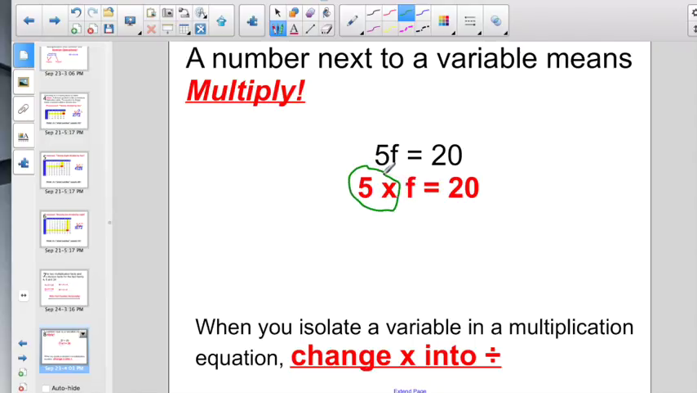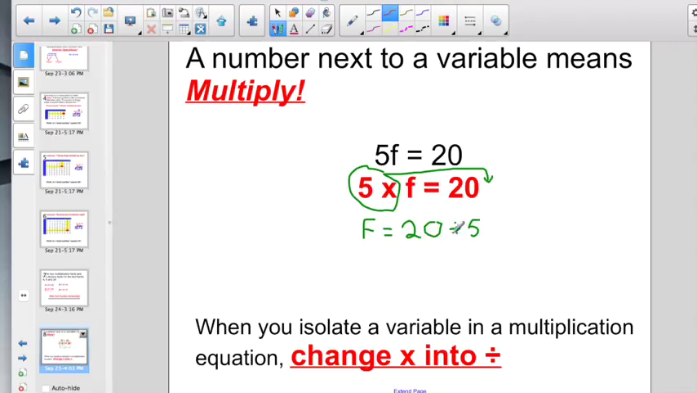If I needed to get the variable f by himself, I'm going to circle the 5 times and kick them over to the other side. I don't have to worry if the first term is the variable or the second term. I always do the opposite sign. So I'm going to isolate the variable, and kick the 5 and the times over to the other side. I end up with f equals 20 divided by 5.